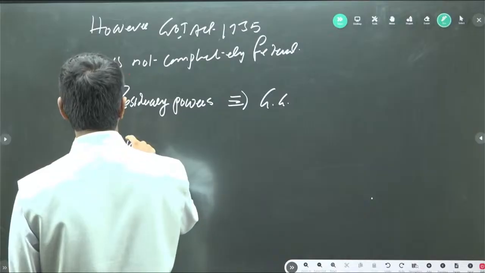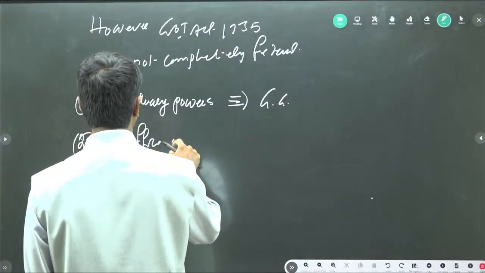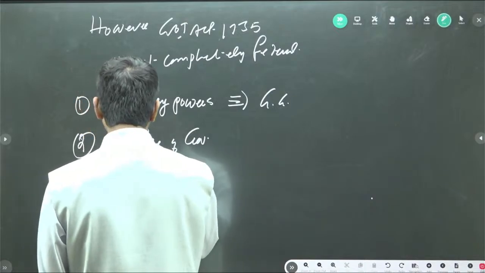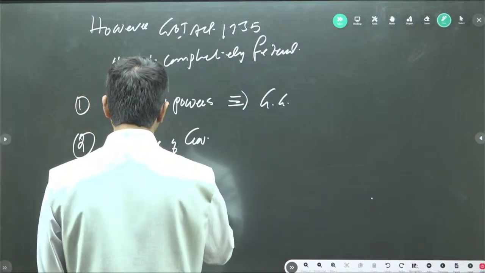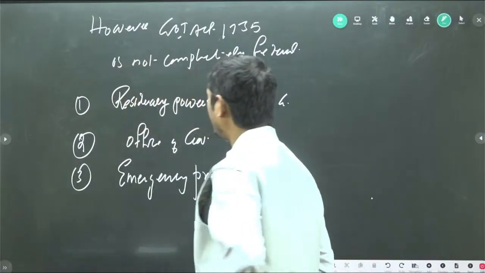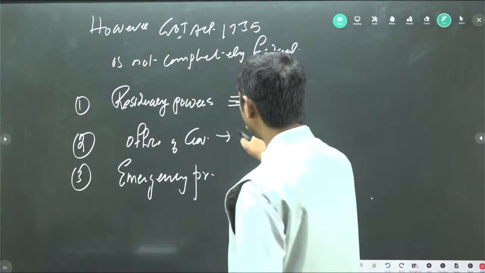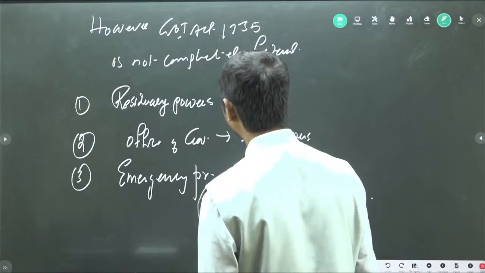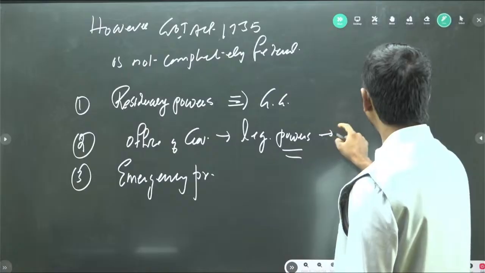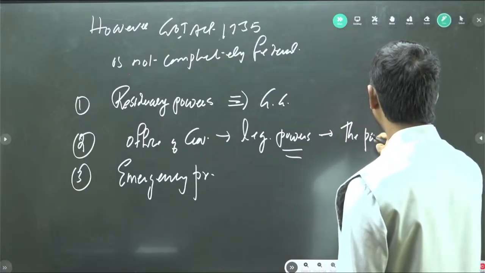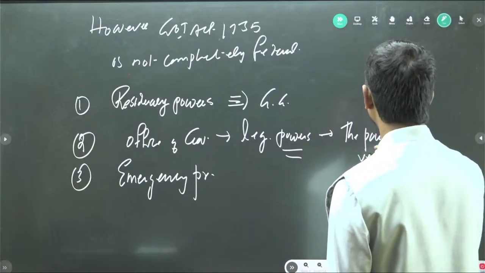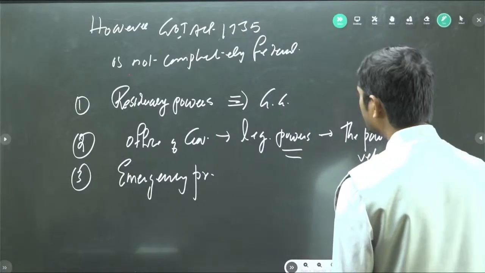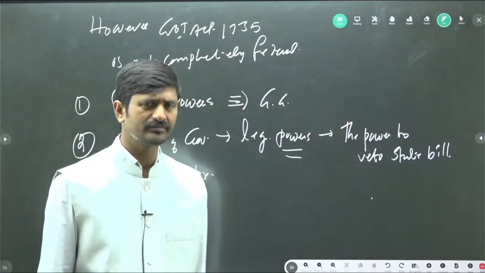Continuation of the office of Governor. Continuation of the emergency provisions. And even functions of Governor, the legislative powers. Presence of Governor's office and legislative powers, particularly the power to veto state bills. This has been adapted from the Government of India Act of 1935.